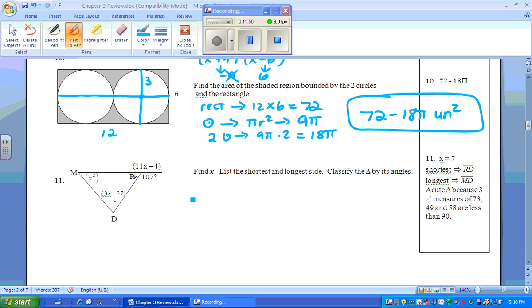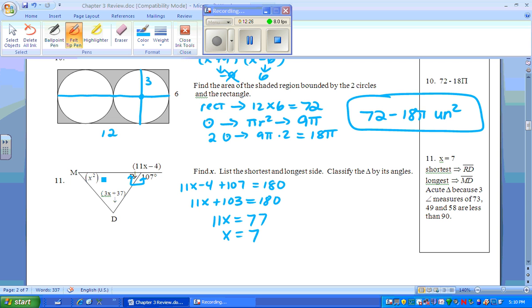Question 11. Find x. So we're solving for x. Well, we look at the picture, and what do we know? We know these two angles right here are adjacent, and they're forming a straight angle, so they're supplementary. So 11x minus 4 plus 107 is equal to 180. I can simplify this to 103. Subtract it over. 11x is equal to 77. So x is 7. Let's plug it back in.